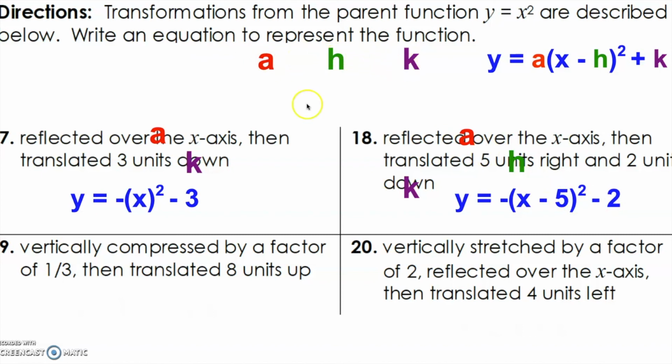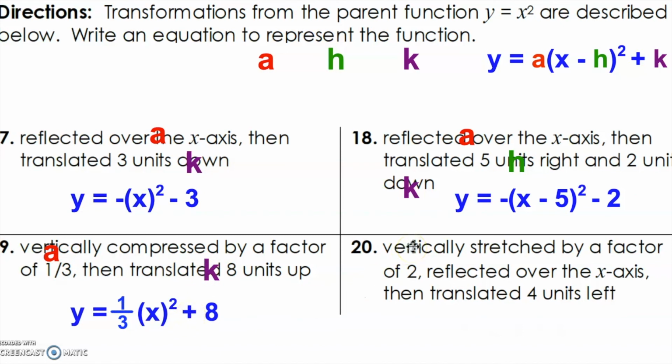Vertically compressed by a factor of 1/3 and then translated 8 units up. A compression comes from that a value. So I know this compression by a factor of 1/3 is going to affect a. Translating 8 units up is going to affect k. So my a value is going to be 1/3, and my k value is a positive 8.